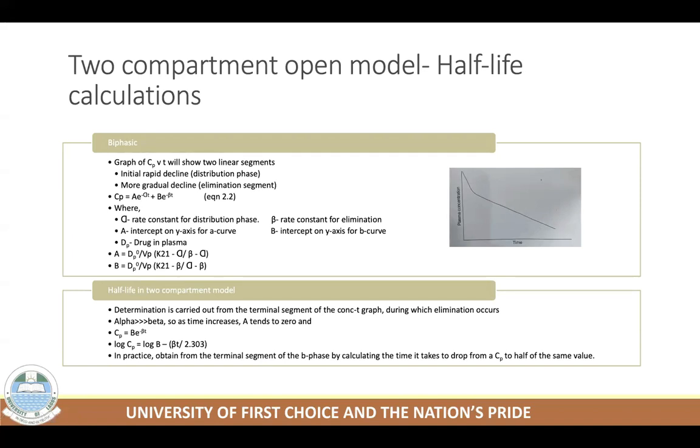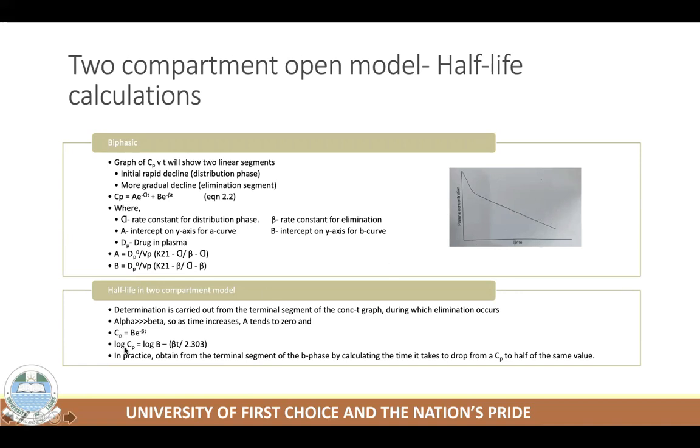Okay, so determination can be carried out from the terminal segment of the concentration-time graph during which elimination occurs. At that point, alpha already tends to 0, while beta will be more at that point. Okay, so you're not having distribution happening anymore. What you're having happening is elimination, because equilibration is reached here when alpha is equal to beta, but beyond that point, alpha will tend to 0, while beta will be greater than alpha at the elimination phase.